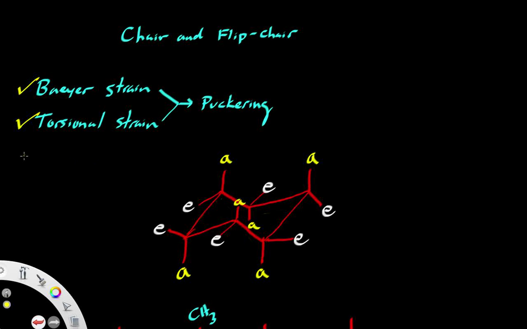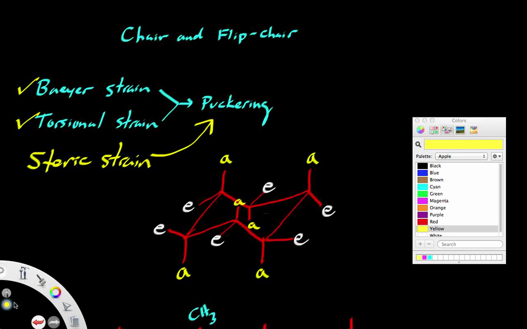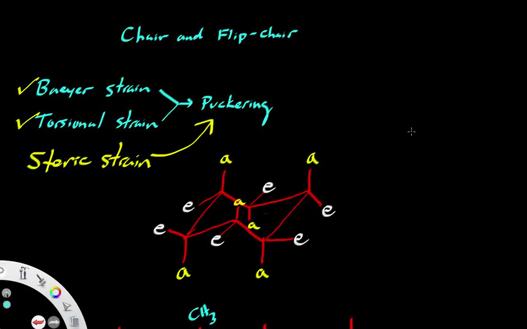Well, now we are going to talk about steric strain. And steric strain will actually be reduced once again by puckering. So we'll be talking about that here shortly. And now I want to talk about chair conformations. And these are directly related to cyclohexane rings. And that's what this video is going to be about.